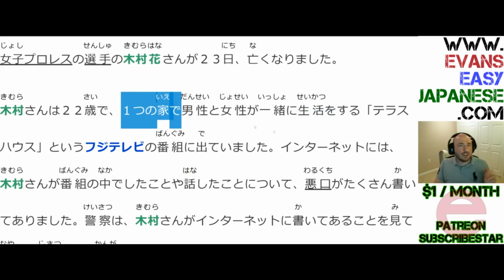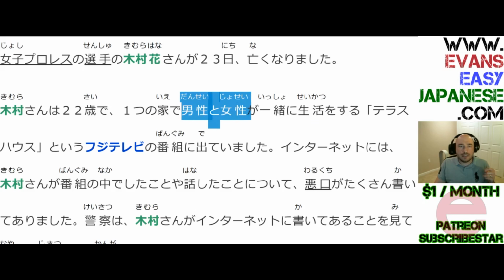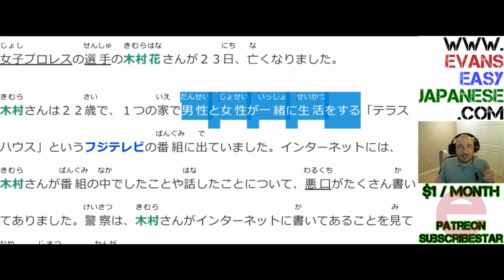Maybe in English we'd say under one house, under one home, under one roof. Men and women are living together. And that is how we're modifying the bangumi. All right. Let's try to put all of this together into one sentence.